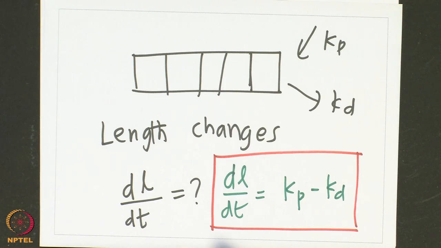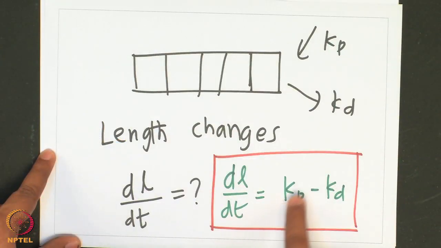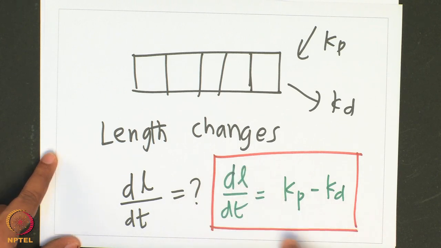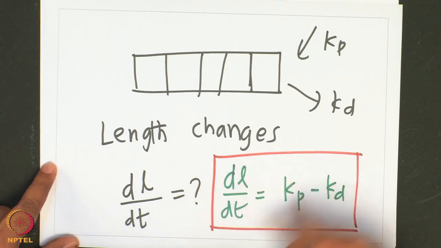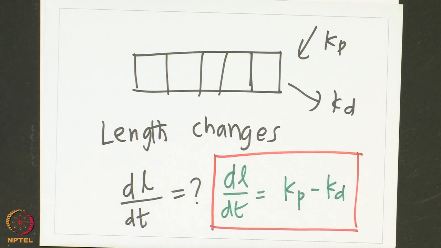So, if you have this equation, this is an equation having a derivative, right? A differential equation is an equation which has a derivative in it. If you look at this equation, dL by dt is equal to Kp minus Kd, this equation involves a derivative. This is one of the simplest differential equations you can think of, and we want to know L versus t. What is the length as a function of time? That is what we want to know.